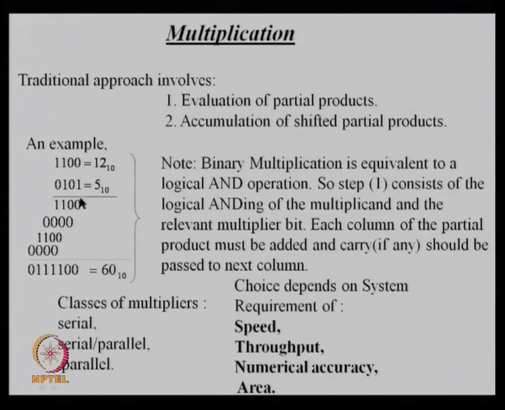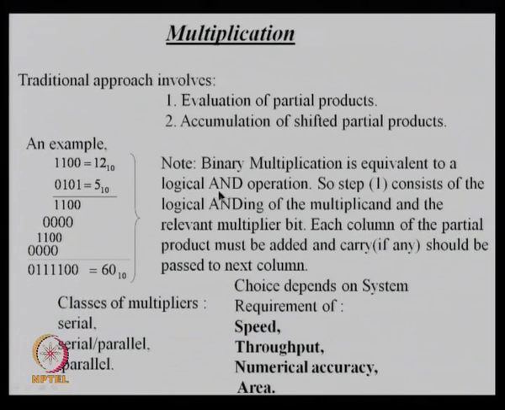So, if I do the same thing: 1 into 1100, then 0 into 1100, and then 1 into 1100, and finally, I start doing the accumulation. Please remember, every partial product we shift, and then finally, after completing all partial products, we add vertically to create 0111100, which is nothing but decimal 60.